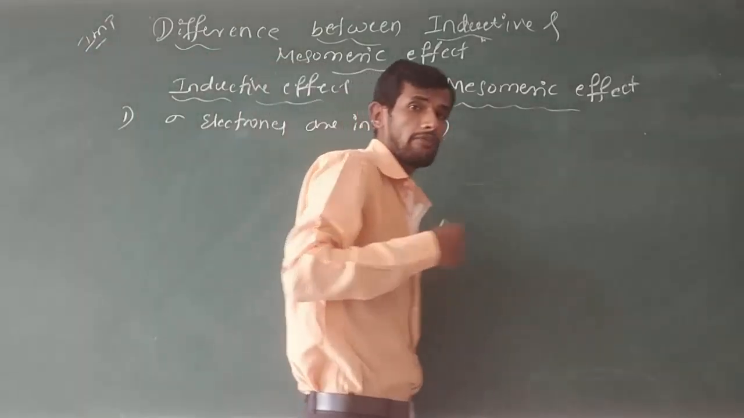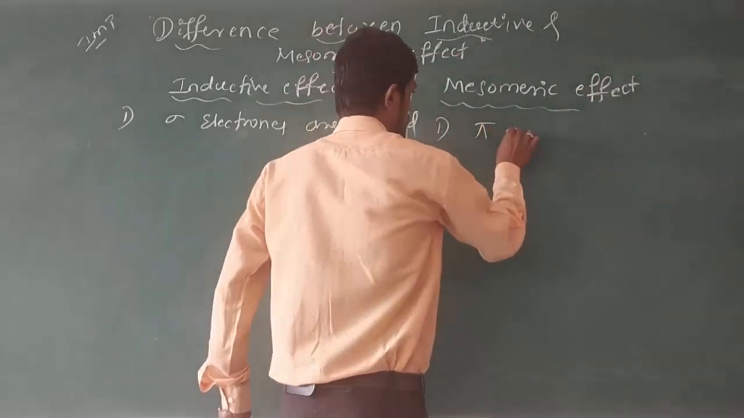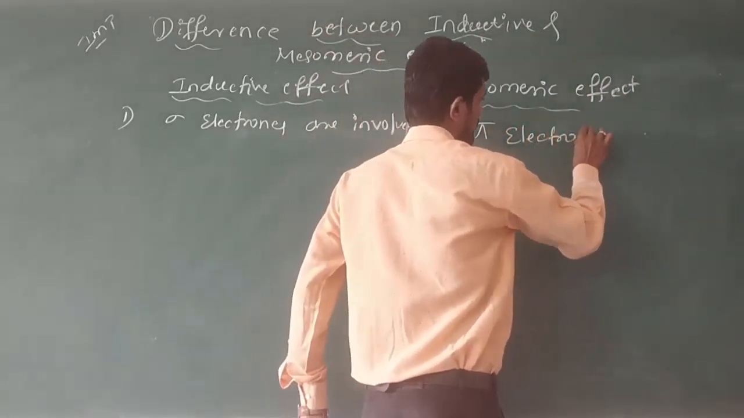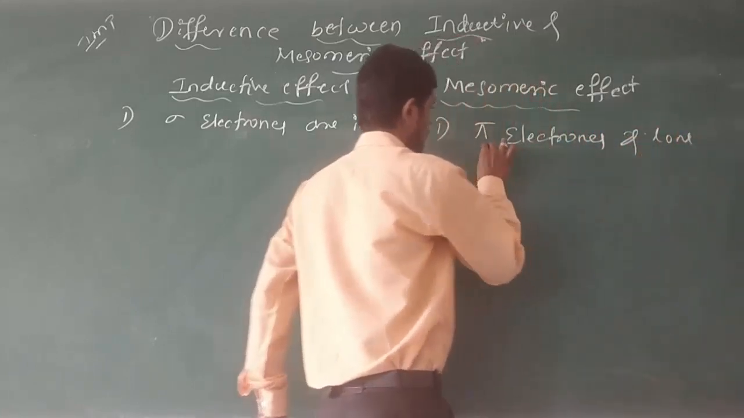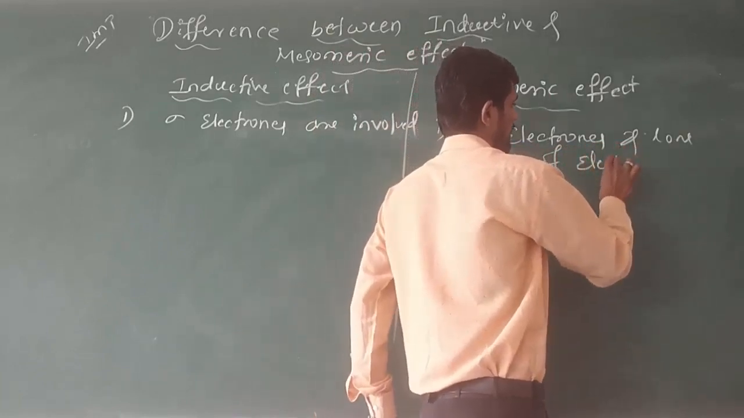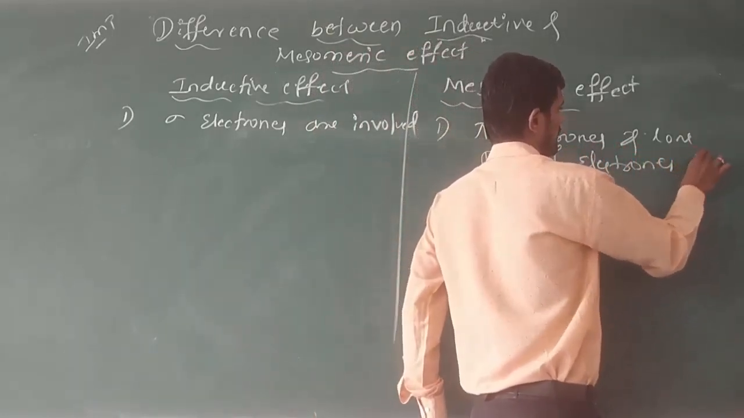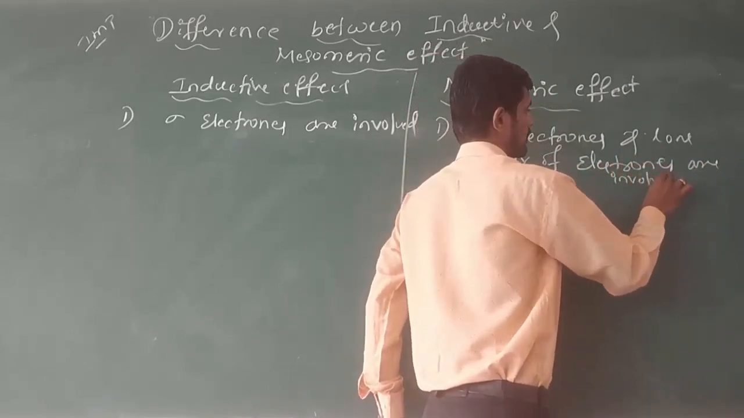And in the mesomeric effect, pi electrons and lone pair of electrons are involved. Lone pair of electrons are involved.